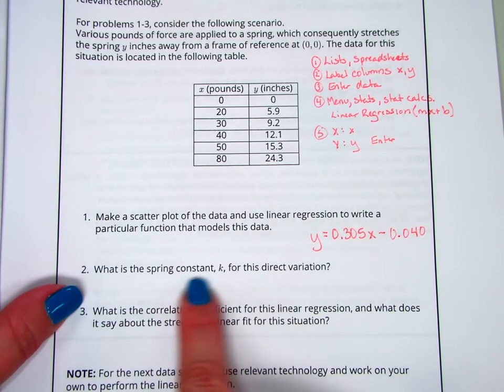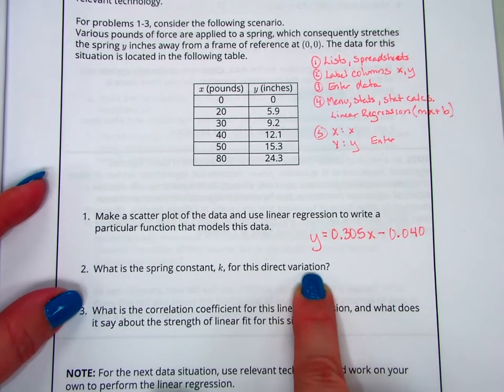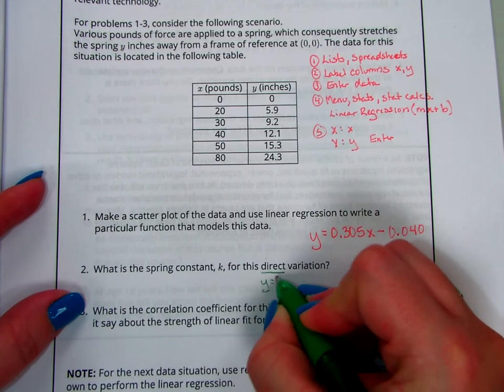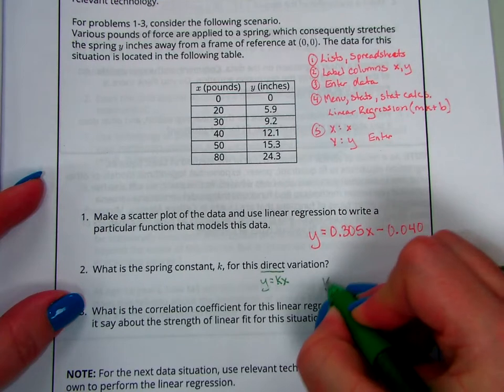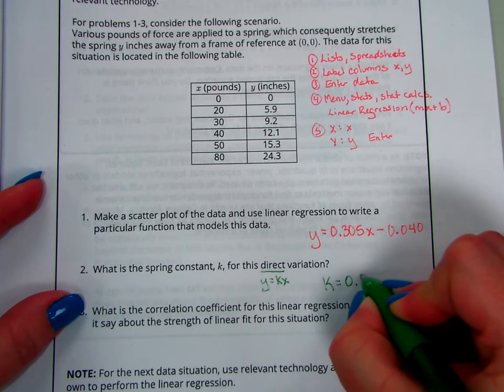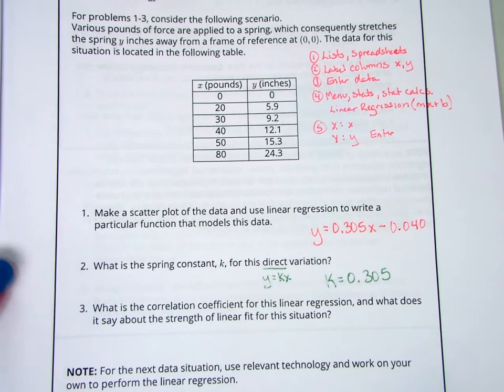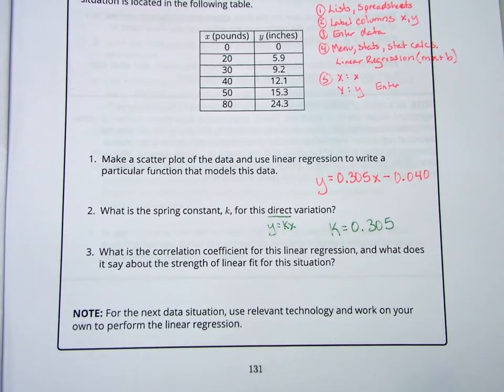Number 2 asks me what is the spring constant k for this direct variation. So the k, remember, if it's direct variation, y equals kx. So k is going to be the number in front of x. So k in this case is going to equal 0.305. Okay. And then number 3, what is the correlation coefficient for this linear regression?